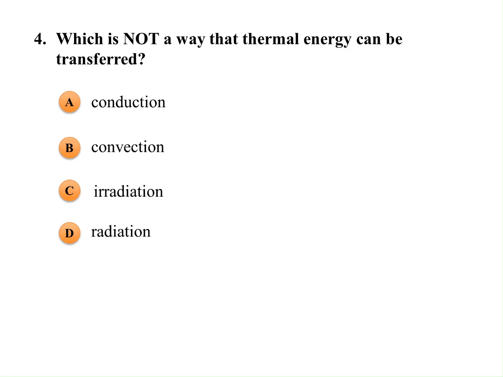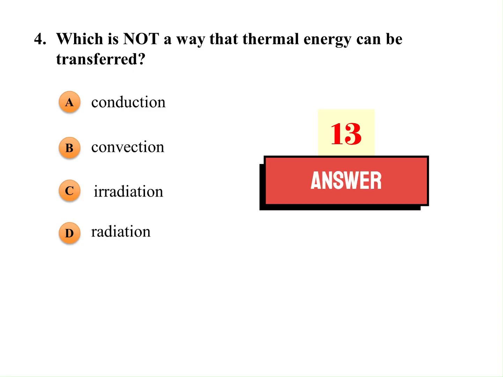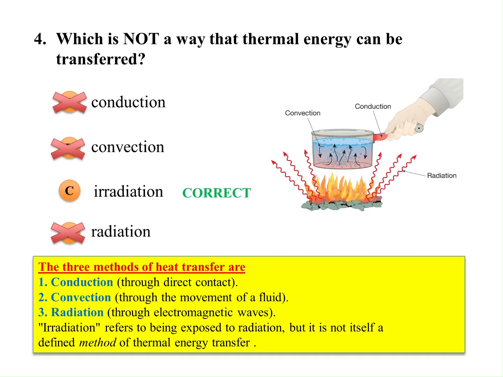Which is not a way that thermal energy can be transferred? The correct answer, of course, is C, because the 3 known methods of heat transfer are conduction, convection, and radiation. But irradiation refers to being exposed to radiation.